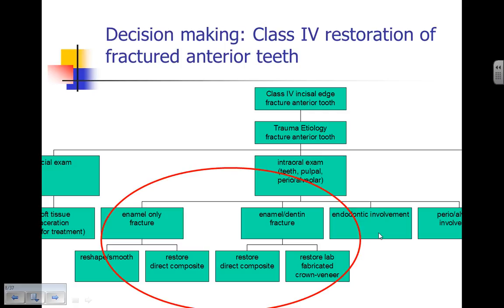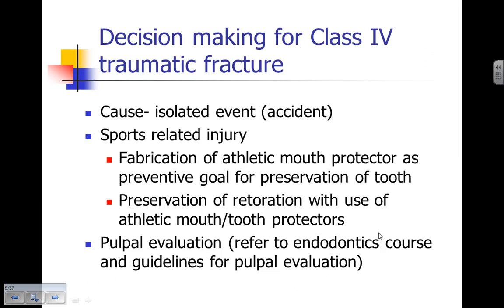And so the decision as to how we restore fractured teeth: the use of composite resin or the use of a crown. And the cause of most traumatic fractures is an accident, an isolated event. It might be a sports-related injury. Certainly fabrication of an athletic mouth protector for prevention is the goal, to preserve that tooth, and to preserve a restoration once we have restored.